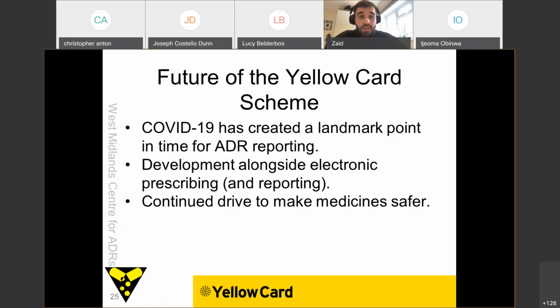So to take the opportunity and really drive home the message about the importance of ADR reporting and the correct channels that they can go through will help have a lasting impact on obviously the current generation and the younger generations in terms of the importance of ADR reporting and everything that goes with that.